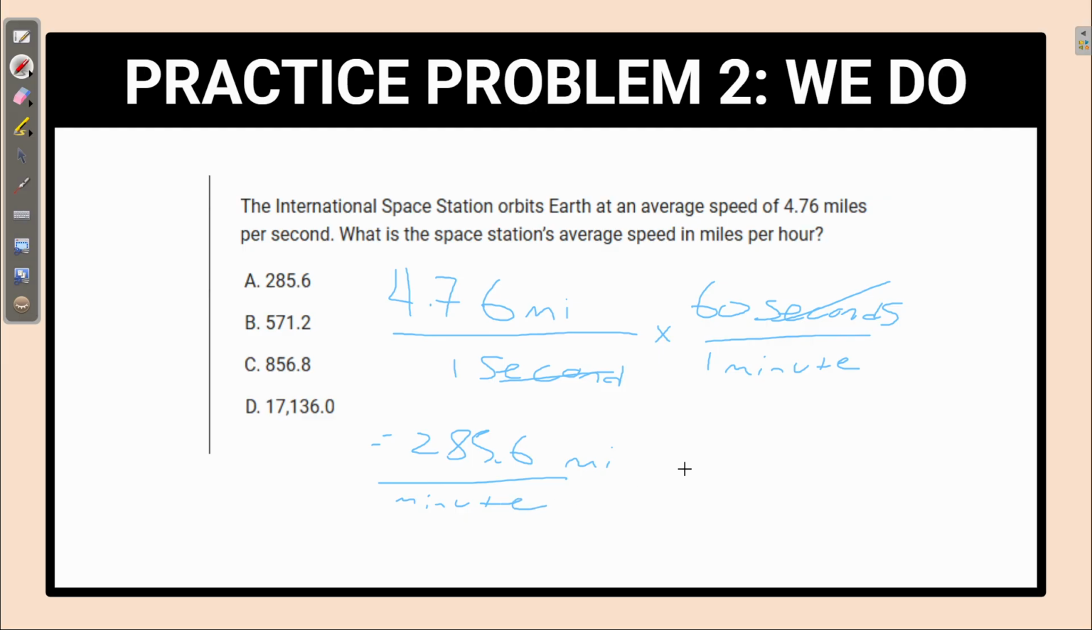Now, if we do this again, but we say that there are 60 minutes in an hour, well, what do we get? 285.6 times 60 is going to be 17,136 miles per hour, which, as we see, is our answer D.